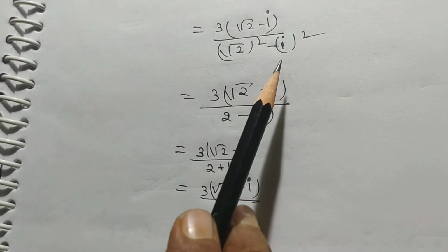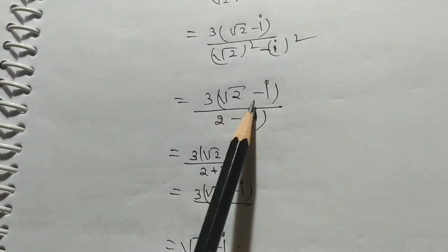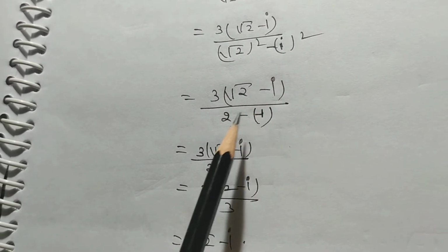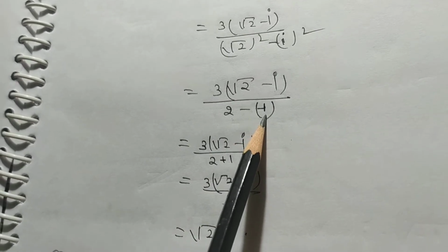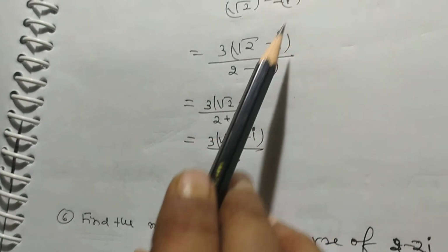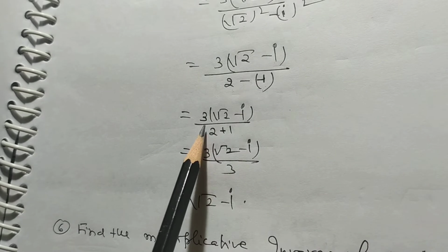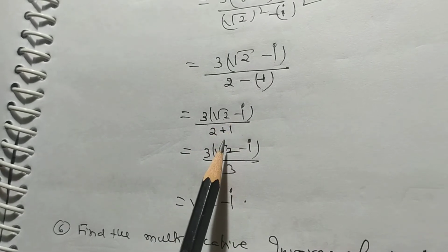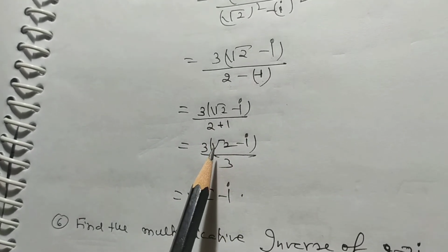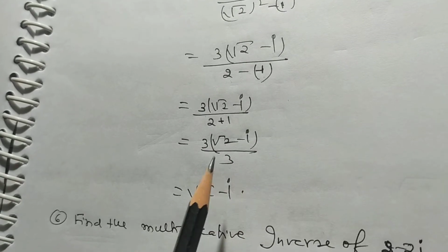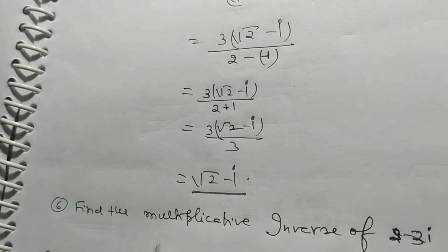My dear students, 3 into root 2 minus i. The value of i square is minus 1. So it will be 3 into root 2 minus i, and now 3 into root 2 minus i by 3, so it is root 2 minus i.